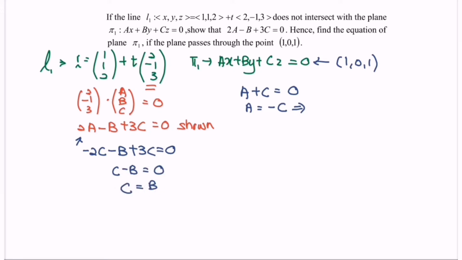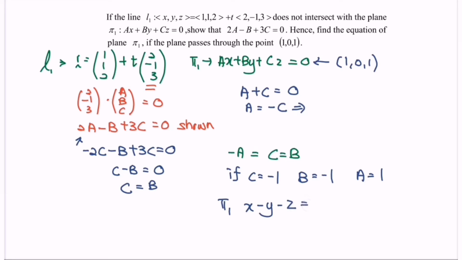So from here we notice that we have the situation A equals negative C, and C equals B. So C also equals negative A. So let's say if C equals negative 1, then we will have B also equals negative 1. Finally, A equals 1. So finally, we can substitute the values for A, B and C into the equation for the plane named pi1, where A equals 1. So x - y - z = 0.